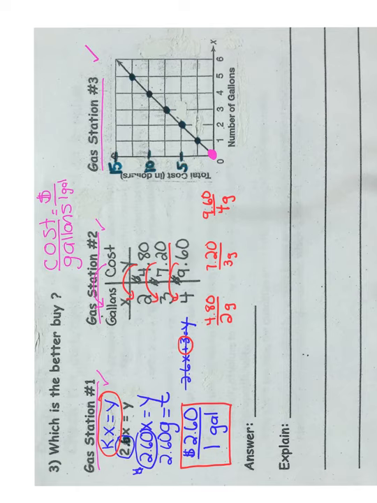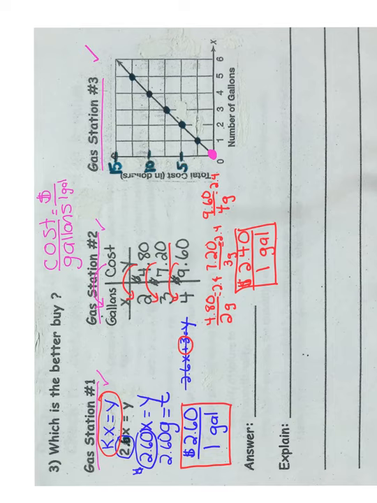Take a moment, grab your calculator, and get the rate for each one of these ratios. You should have gotten 2.4 for each of these ratios. What does that mean within the context of the problem? That means, let's dress it up like money, that it costs $2.40 for every 1 gallon of gas at station number 2.